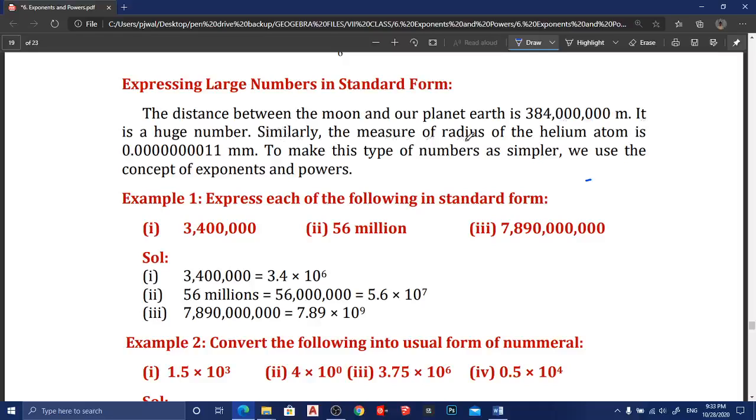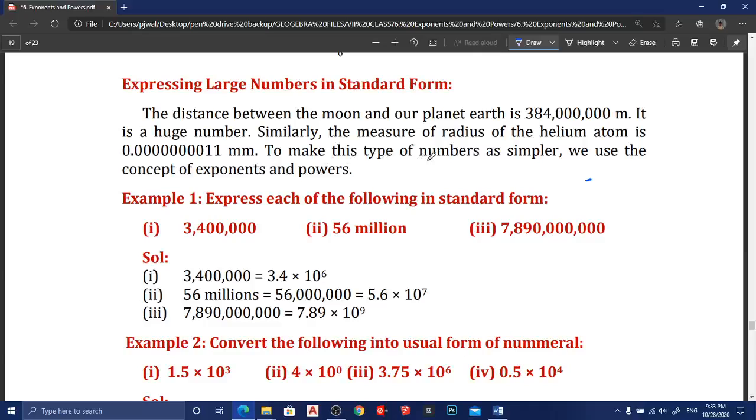Similarly, the radius of the helium atom is 0.8 zeros followed by 11 millimeters. It is a very small value. To convert this type of number into a short form also, we will use the standard form.